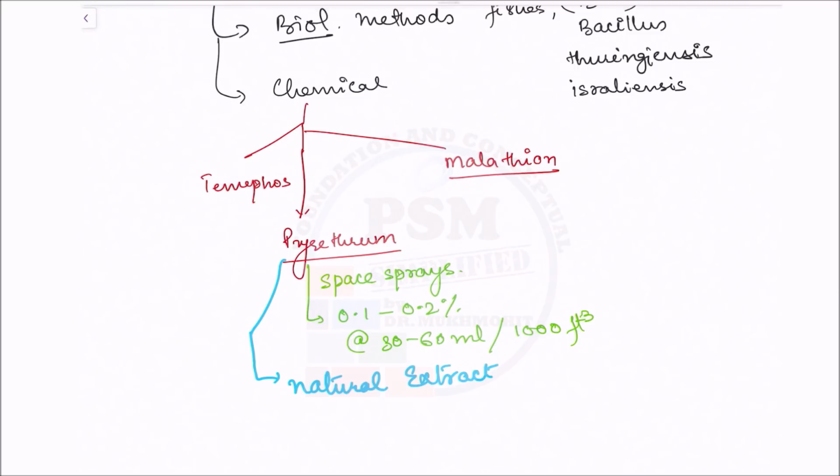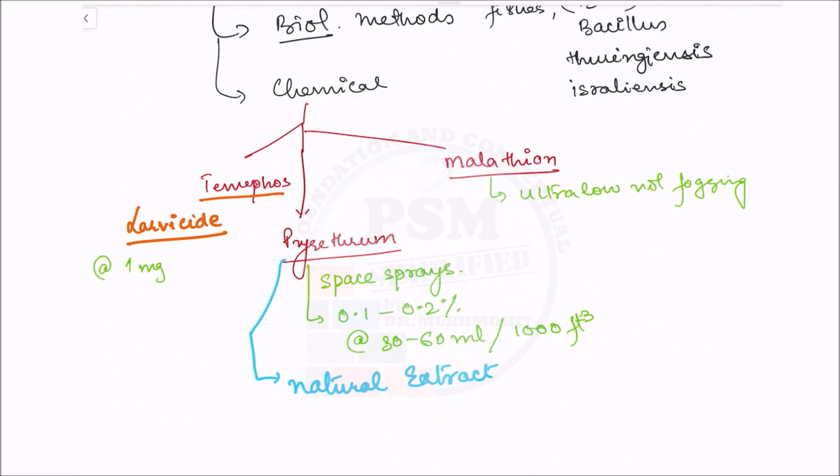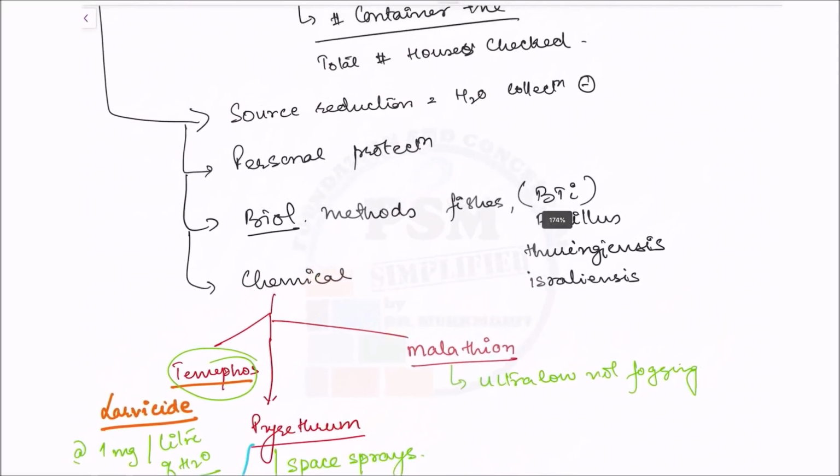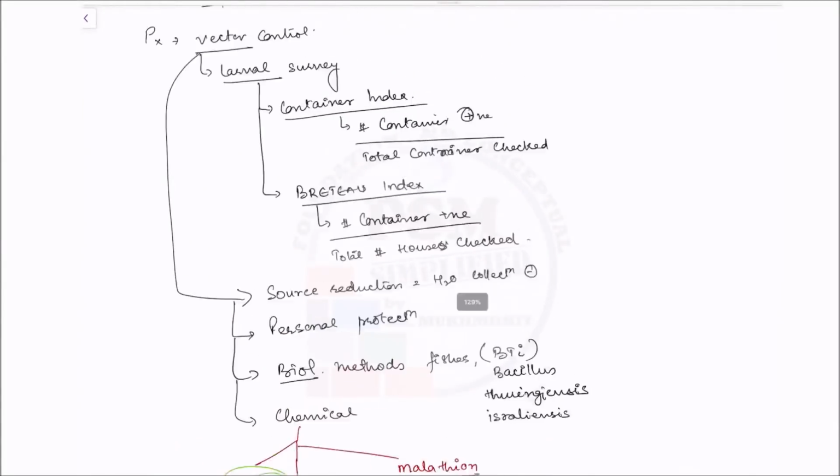On the other hand, malathion is nothing but ultra low volume fogging. And the use of temephos is a novel, a new type of larvicide. Don't forget, it is a larvicide. It is used in the dose of 1 milligram per liter of water. So this is the dose for use of temephos. Temephos is a larvicide. So these are a couple of questions you get on Zika disease.